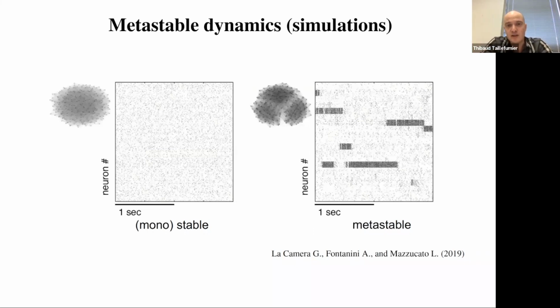And so if you simulate such a spiking network with some form of internal noise, what you will see is that the dynamics are made of an alternation of episodes during which a given combination of clusters dominate the dynamics, meaning they're highly active and they inhibit the other ones. And that's typically what we think about when we think about metastable dynamics, right?